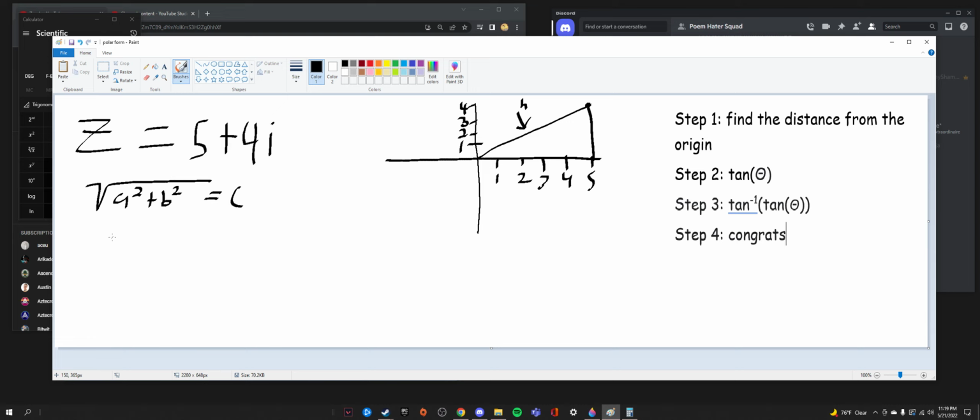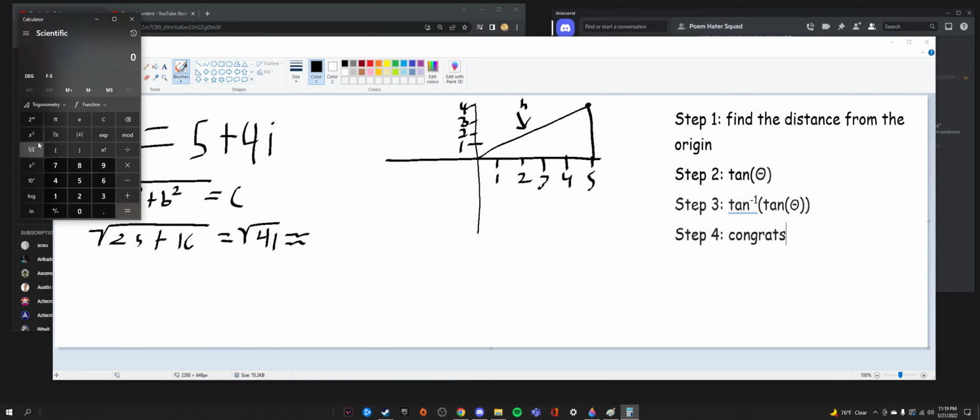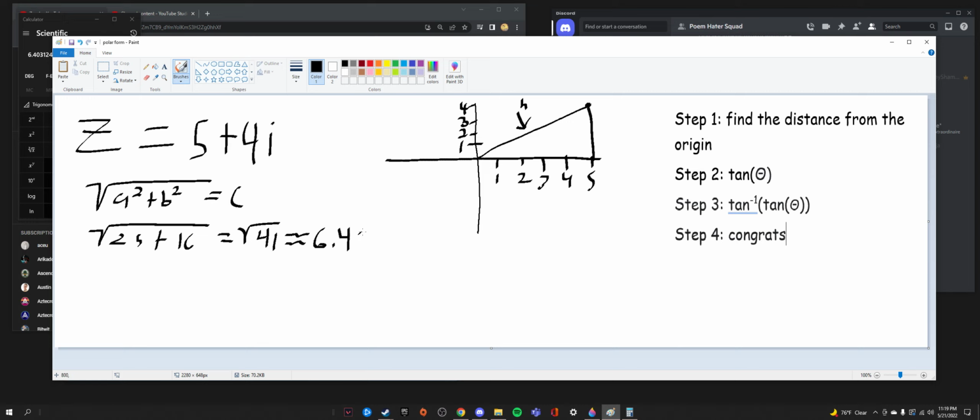So we would have 5 squared is 25, so we would have 25 plus 16, and of course this would get us the square root of 41, which is approximately 6.403. Now that we have our distance from the origin, we'll label that c.